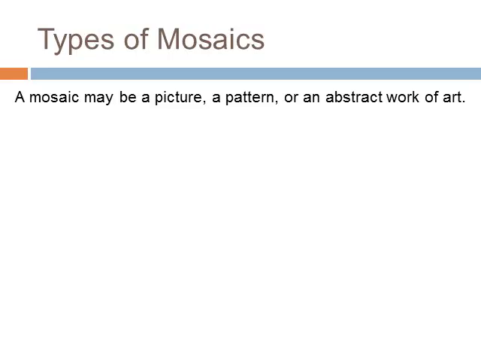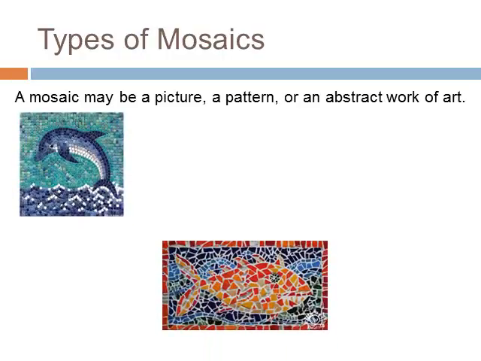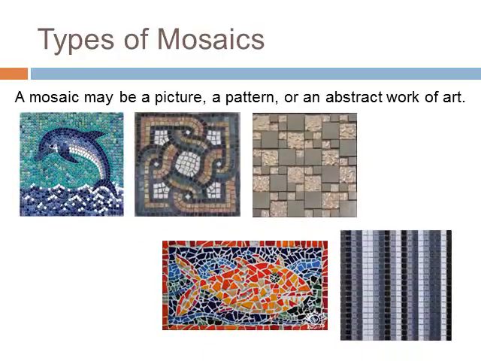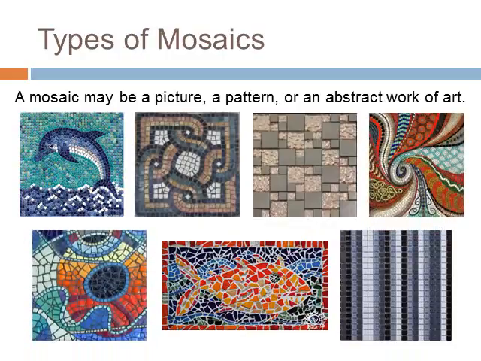There are many different types of mosaics. A mosaic may be a picture, a pattern, or an abstract work of art. The key to making a mosaic is to make sure that small pieces are being put together to make one larger piece of art.